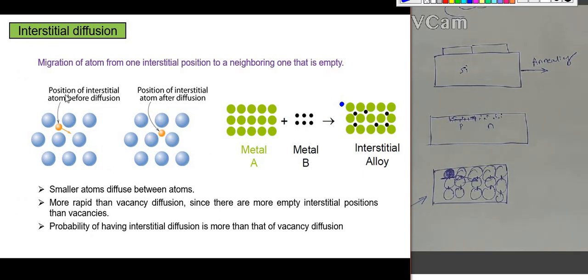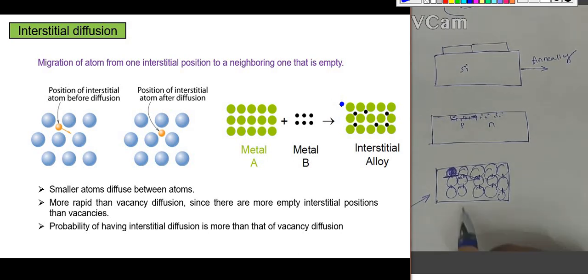The second mechanism is interstitial diffusion, and this is a very important mechanism in the case of alloy materials. For example, in the case of steel, there is the regular arrangement of iron.